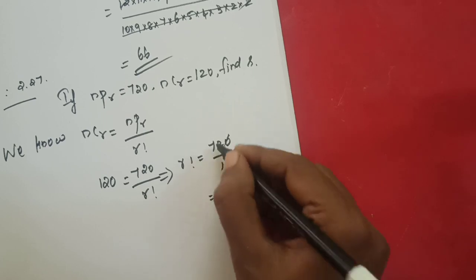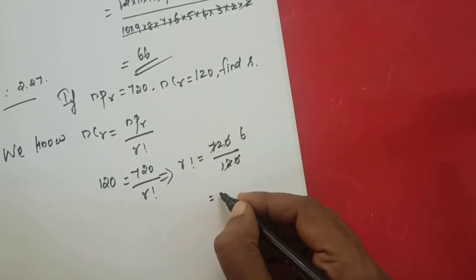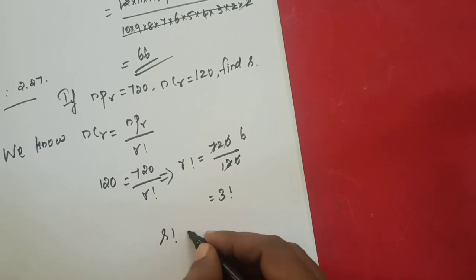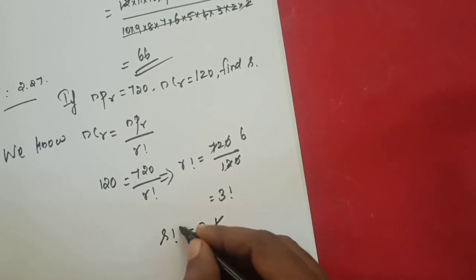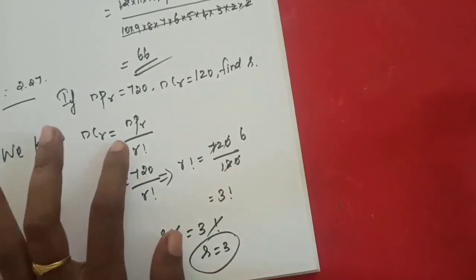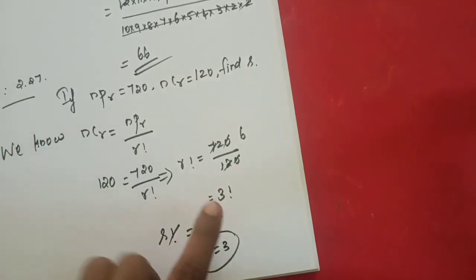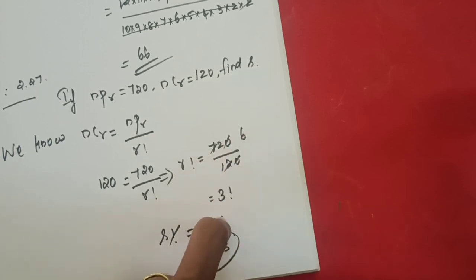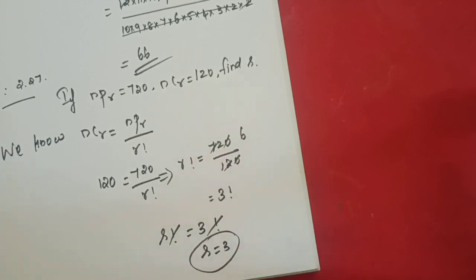So how much will you get? 6. So how will you write 6 in factorial? 3 factorial. Am I right? So R factorial is equal to 3 factorial. So the factorial cancels, R equal to 3. Understand? So this formula you have already learned. Just substitute it. R factorial we need. Because of that I changed the 6 as 3 factorial, and the factorial will get cancelled, R equal to 3. Understand? Okay. Next one.